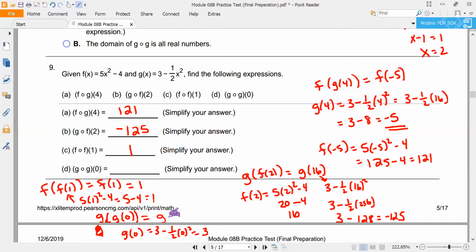So now I'm going to plug in g of 3. So 3 minus 1/2 times 3 squared. That would be 3 minus 9/2. Get a common denominator. That's 6/2 minus 9/2. That is negative 3/2. So your idea here is that you plug the number into the inside function and then the answer you get gets plugged into the outer function.